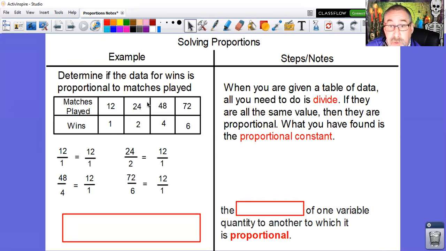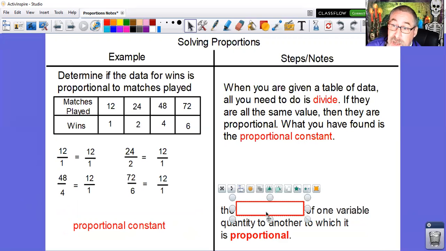If we divide 24 by 2, we know that's going to be 12. So we simplified it to 12 over 1. 48 over 4, we divide both by 4, and we ended up with 12 over 1. 72 over 6, we divide both by 6, and we end up with 12 over 1. So when it's simplified, since they all simplify to that same ratio, we have not only determined that they're proportional, but we also found our proportional constant.